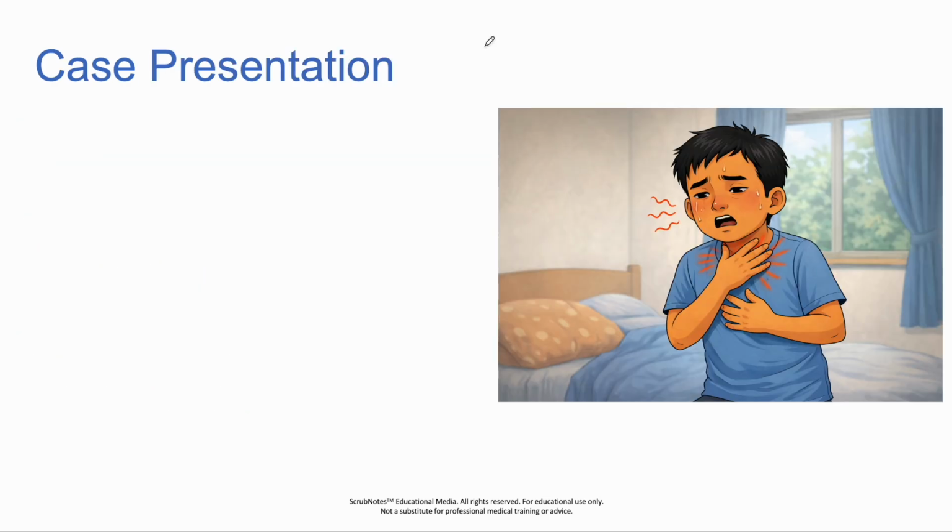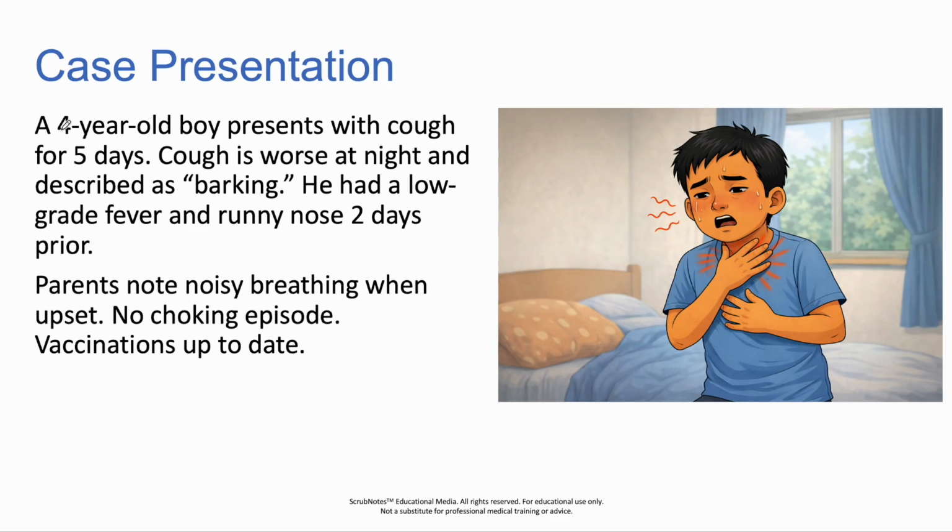So now that we've asked those questions, let's revisit our case presentation. We have a 4-year-old boy who presents with cough for the last 5 days. Cough is worse at night and is described as barking. He has had a low-grade fever and a runny nose for the last 2 days. His parents note noisy breathing when upset. There's no choking episode, and he's up to date on vaccinations.